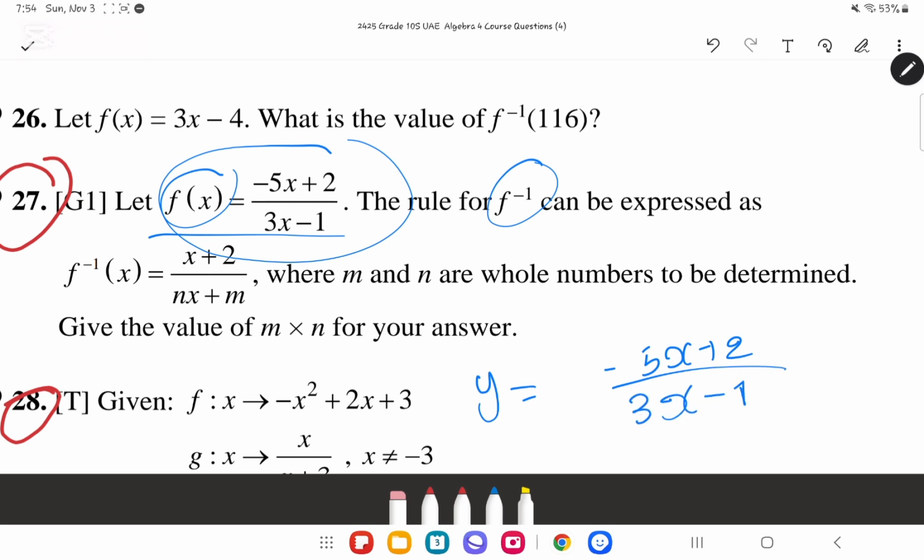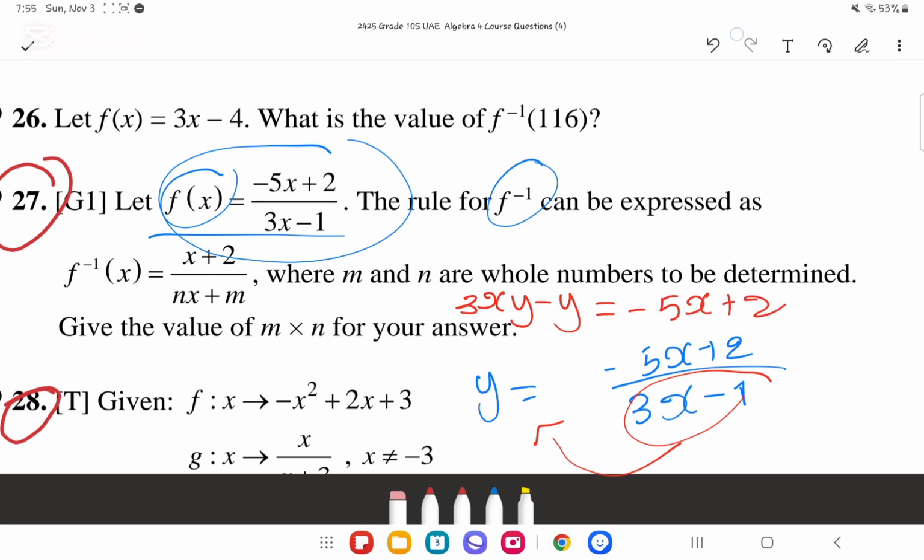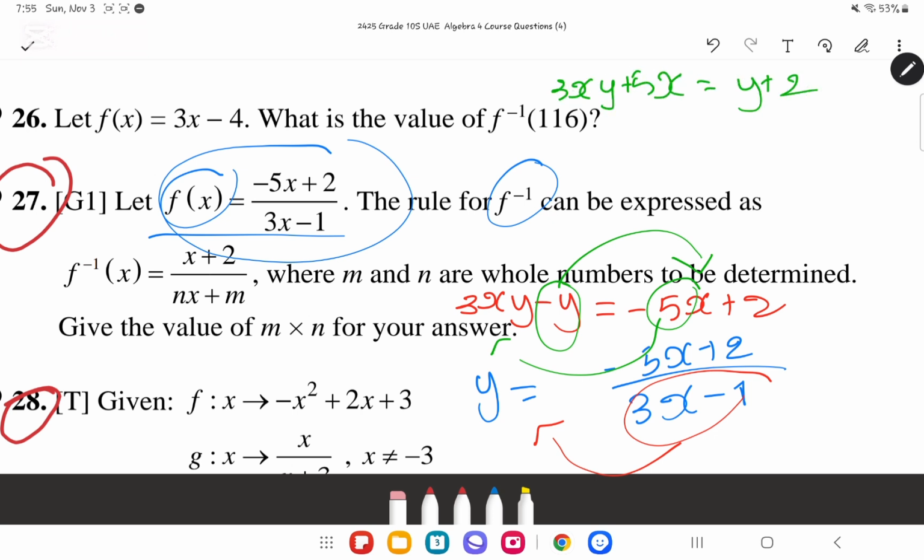Then what we are going to do is multiply these together. Okay, so now we are going to get 3xy - y is equal to -5x + 2. Now what we're going to do is a very important step. We're going to move all the x terms to one side and all the ones that do not have x to another side. So that means this will go here and this will come here. So now it becomes 3xy + 5x is equal to y + 2.